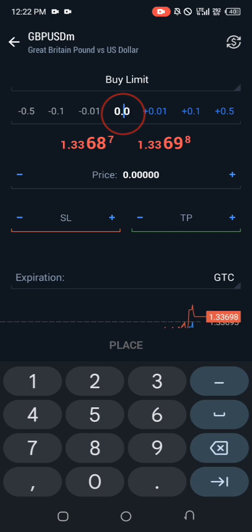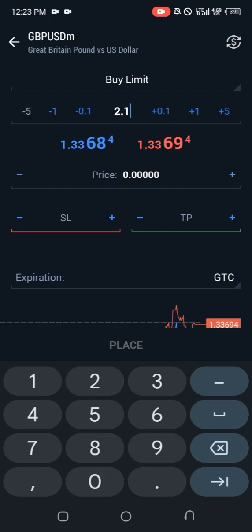It is called the lot size. The minimum is 0.01, up to any number you like. I call it a magic number because you have to be careful with this number here. It depends on the size of your account, so you can use any number from 0.01 upward. You can say 2.1, 2 point anything. I will explain what lot size means and what pip means in another video.